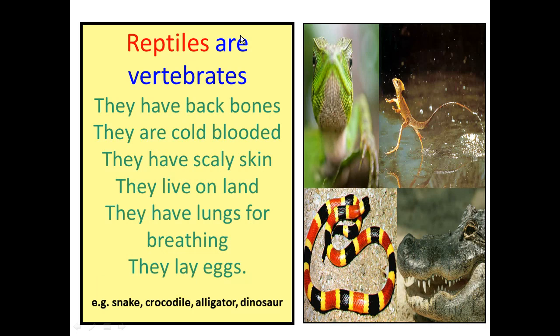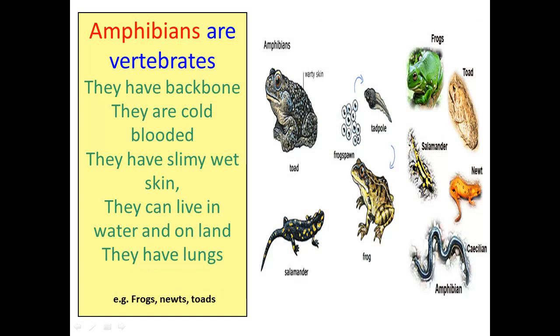Then we have reptiles, and they still have, of course, backbones, and they live on land. They have lungs again to breathe, and they lay eggs like birds. And the last one, amphibians, of course, they still have backbones, they have slimy wet skin, and what is peculiar about this group is they can live in water and on land, and they have lungs again to breathe.